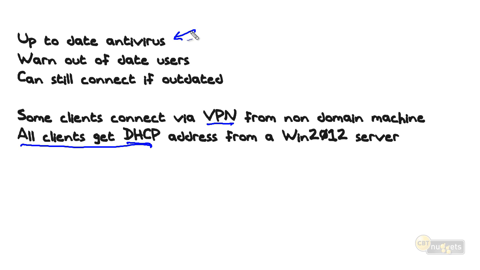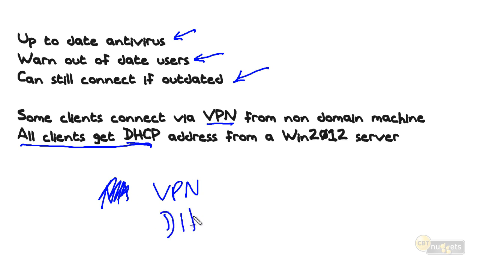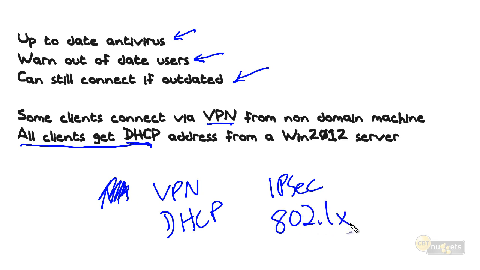Anybody who has an out-of-date antivirus definition or engine should be warned with some sort of pop-up message, but should still be allowed to connect even if they're outdated. Now, you need to pick a network access protection enforcement method. Some of the ones we talked about in that nugget were VPN enforcement. We also talked about DHCP enforcement. We talked about IPsec enforcement, and we talked about 802.1x enforcement.